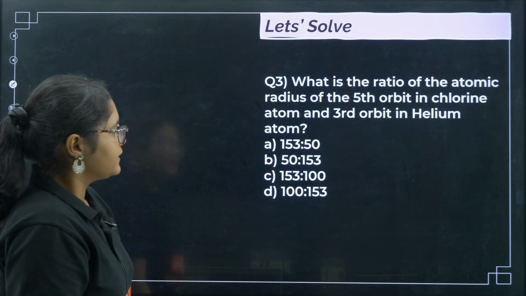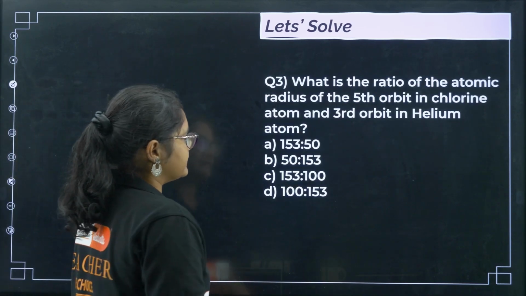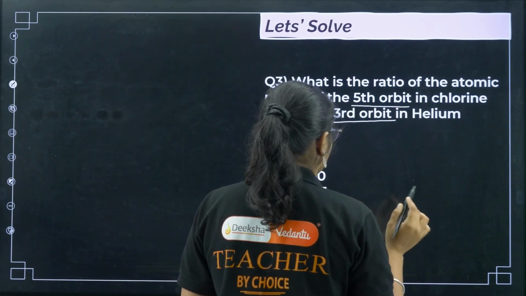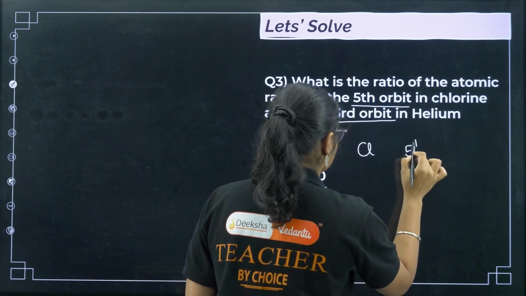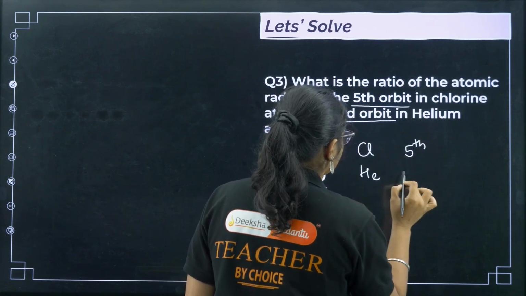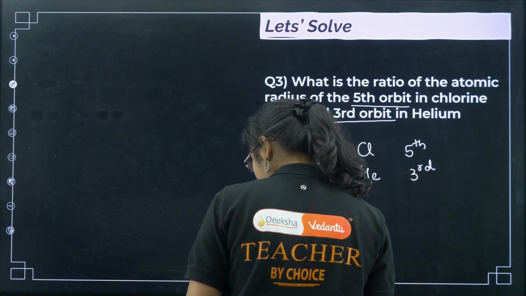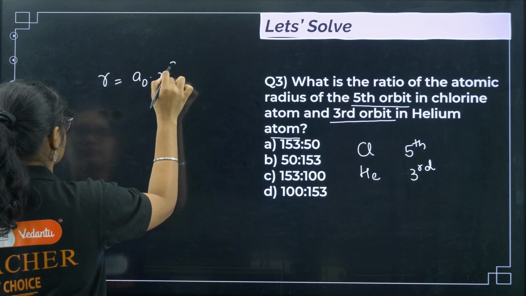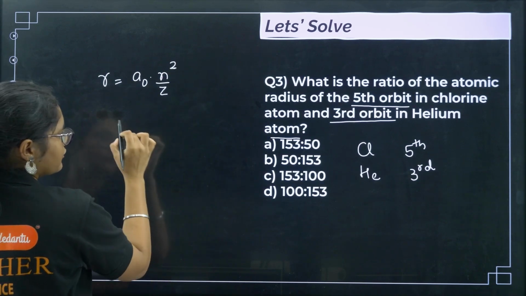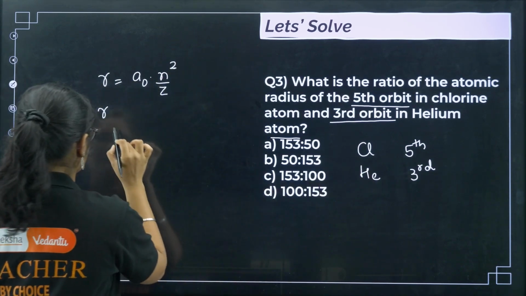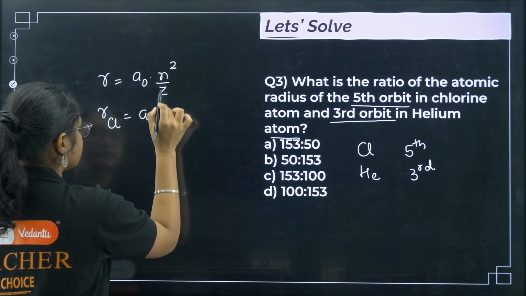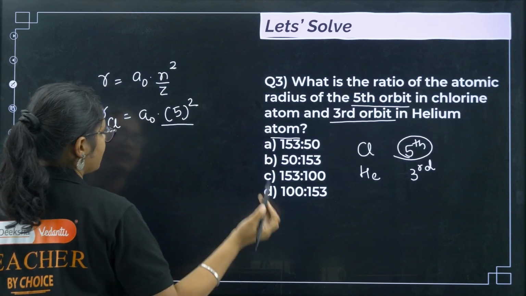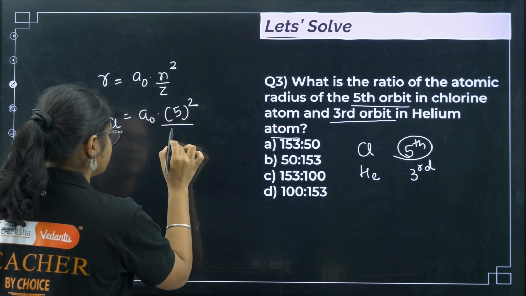Next, what is the ratio of the atomic radius of the 5th orbit in chlorine atom and 3rd orbit in helium atom? So we have the chlorine atom 5th orbit and the helium atom 3rd orbit, right? If you remember, the radius formula is a naught n square by Z. If I want to calculate the radius for chlorine, a naught, which orbit is asked here? 5th orbit, so 5 square. Z value is how much here? For chlorine, the Z value is 17.